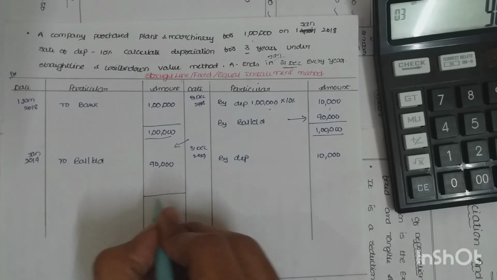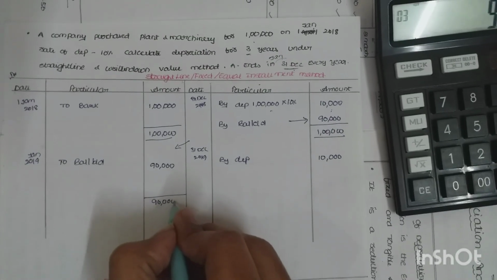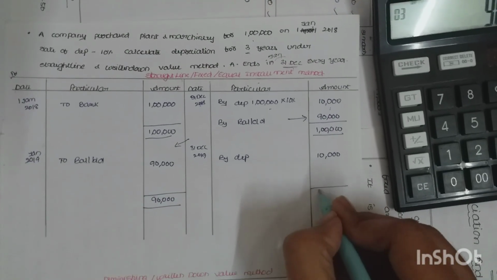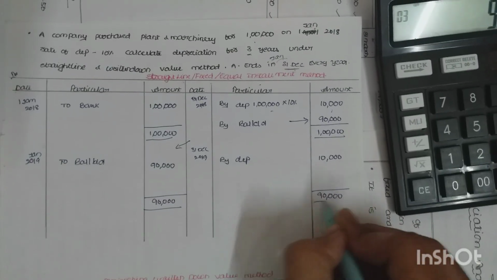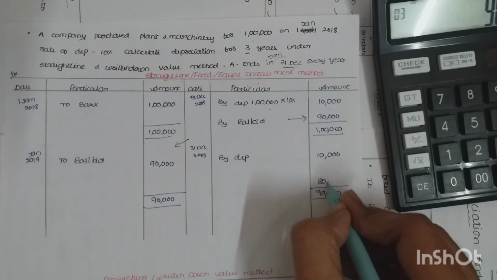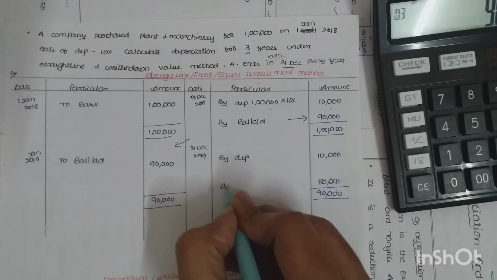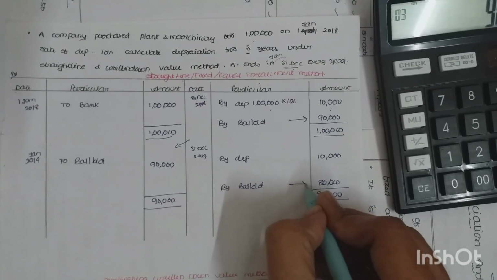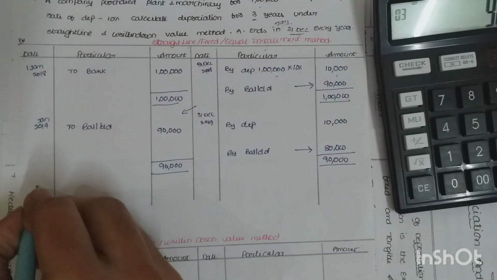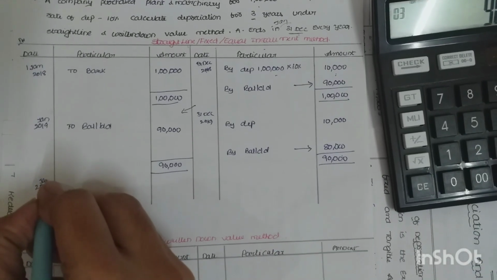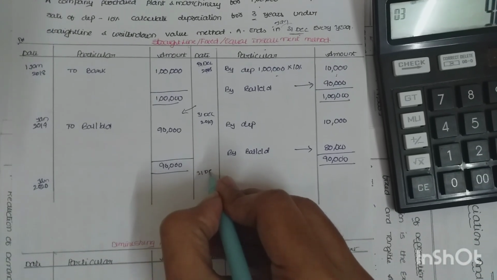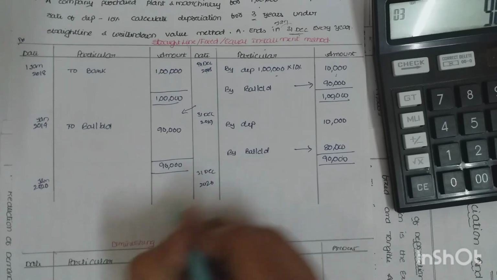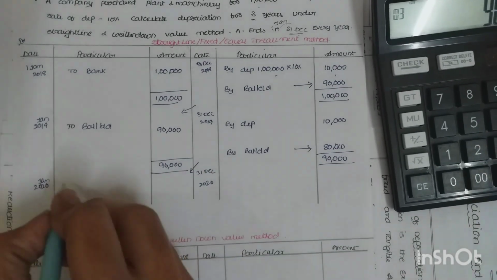So total is how much? 90,000. This one is also 90,000, the biggest amount. 90,000 minus 10,000, it is 80,000 we need here. So this is the balance. By balance carry down. Okay, this is 80,000. Next, the year starts with 2020 January and ends in 31st December 2020. Next we have to bring this balance to this side, right?